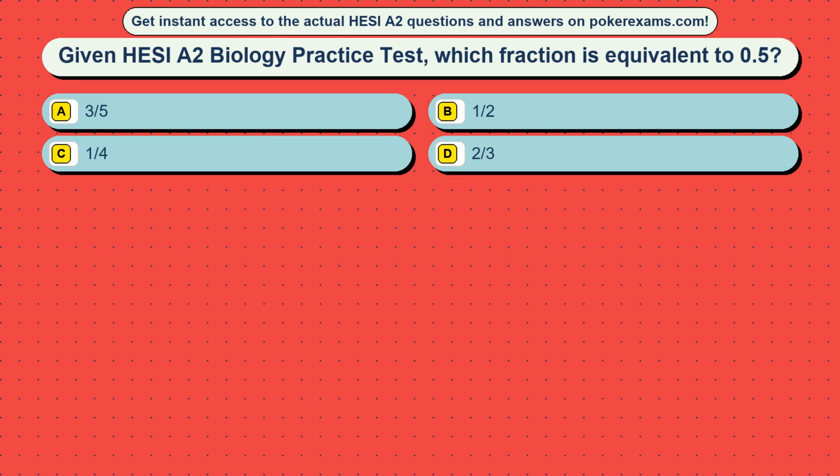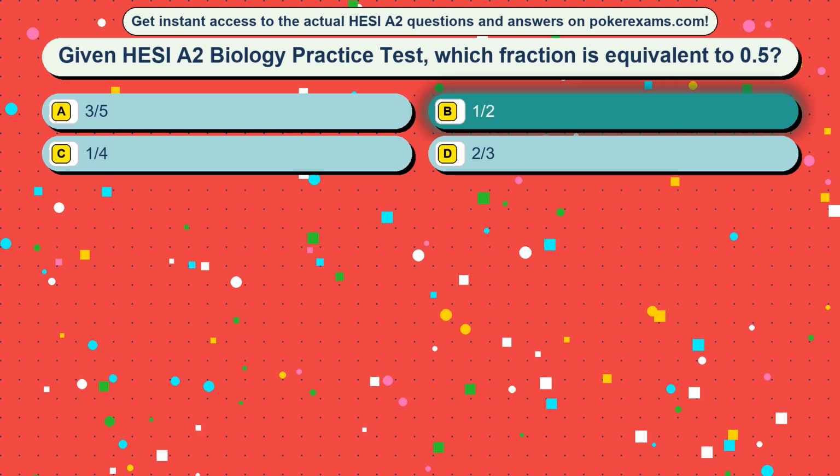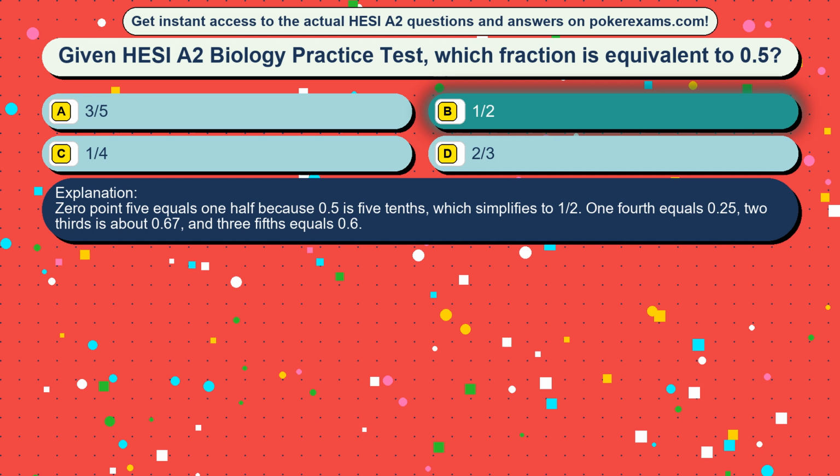Question 48. On the HESI A2 Biology practice test, which fraction is equivalent to 0.5? Option A, 3/5. Option B, a half. Option C, a quarter. Option D, 2/3. The correct answer is option B, a half. 0.5 equals 1/2 because 0.5 is 5/10, which simplifies to a half. 1/4 equals 0.25, 2/3 is about 0.67, and 3/5 equals 0.6.